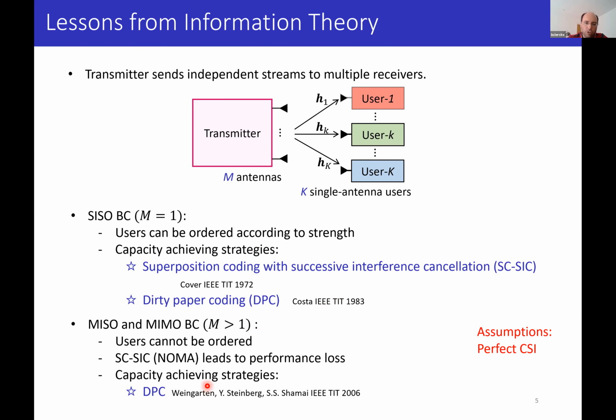And the only known capacity achieving strategy in this setup is dirty paper coding, as shown in this paper in 2006. So this is true, but keep in mind, this is under the assumption that the channel state information is perfectly known. So those K vectors here would have to be perfectly known at the transmitters and the receiver.